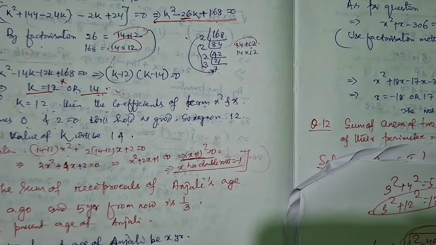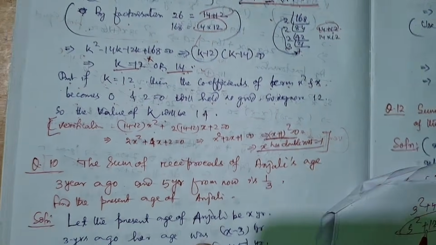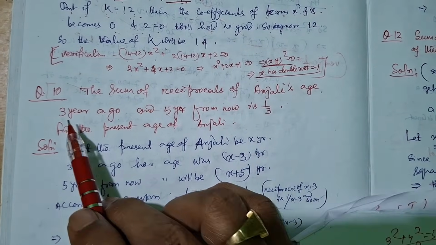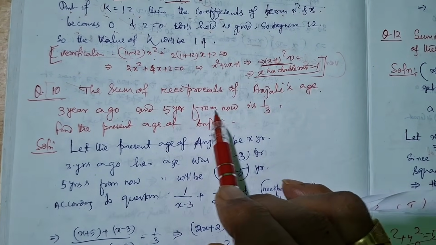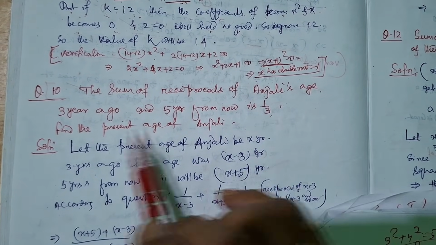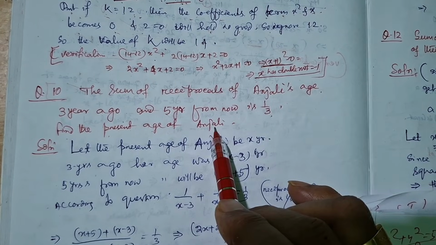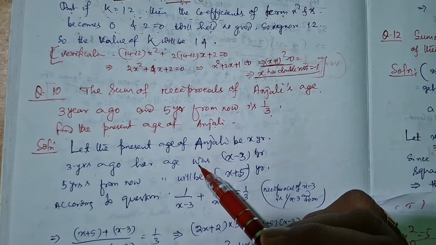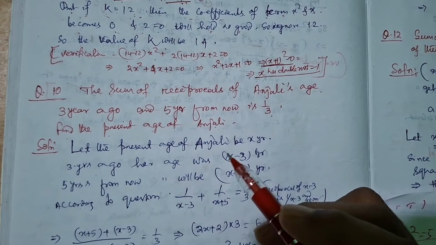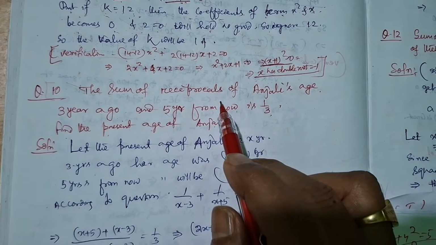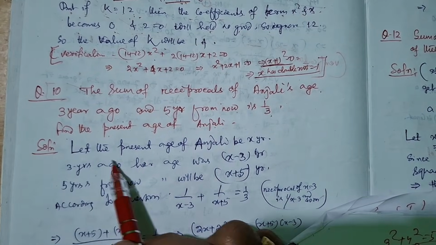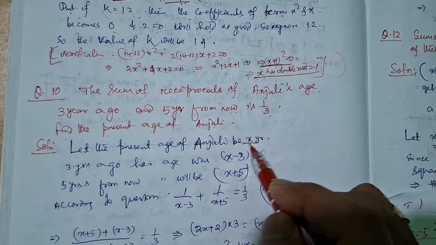Okay. Now, question number 10. The sum of reciprocals of Anjali's age 3 years ago and 5 years from now is 1 by 3. Find the present age of Anjali. So, just as in profit and loss we always take the cost price, similarly in age problems always take the present age. So, let the present age of Anjali be x years.